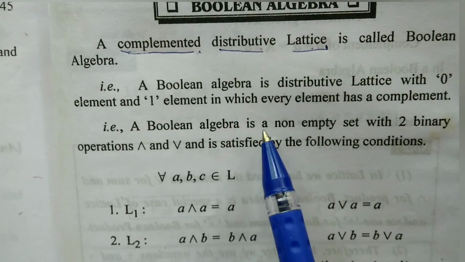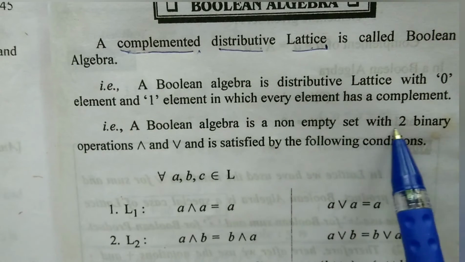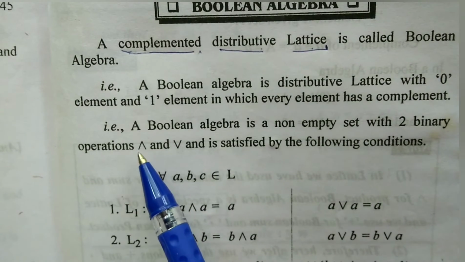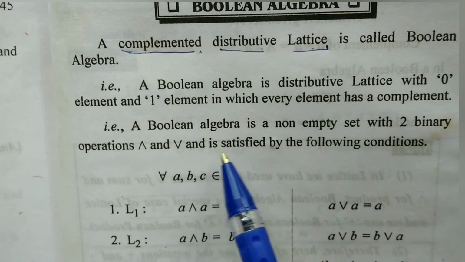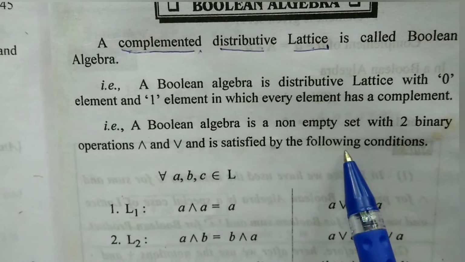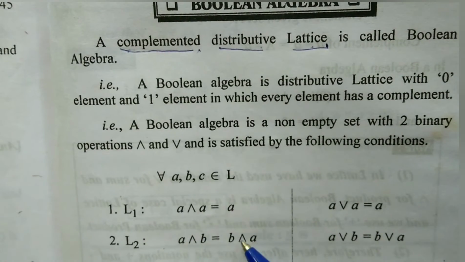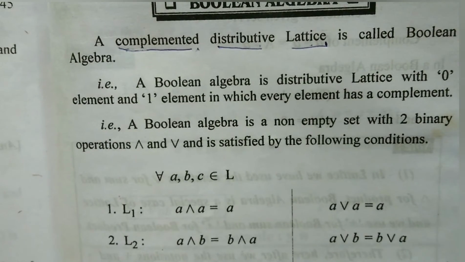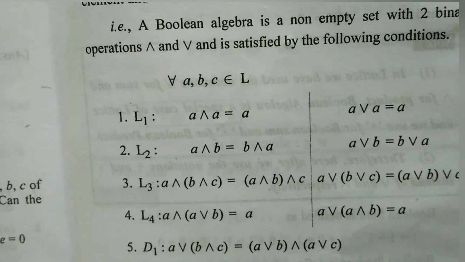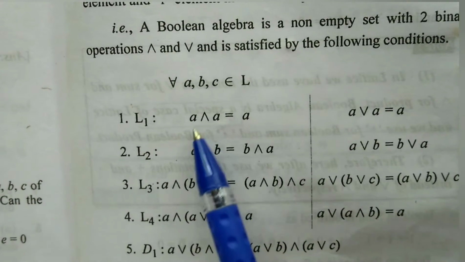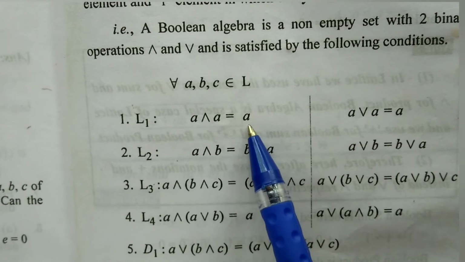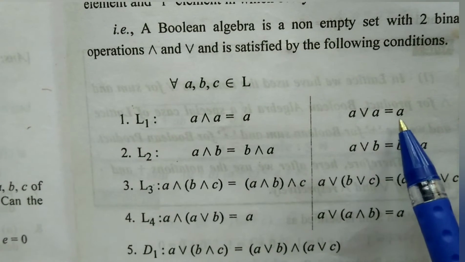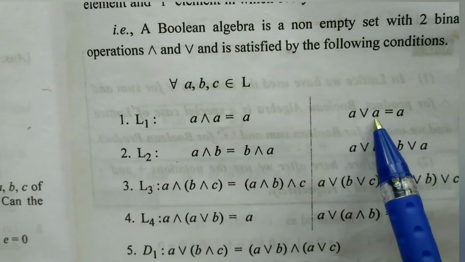A Boolean algebra is a non-empty set with two binary operations AND and OR, and is satisfied by the following conditions. So these are the separate conditions: lattice condition and distributive lattice condition, and the complementary conditions. Finally, existence of 0 and 1. So the first one, that is, A and A is equal to A or A is equal to A. This is idempotent law. The first one is idempotent law.